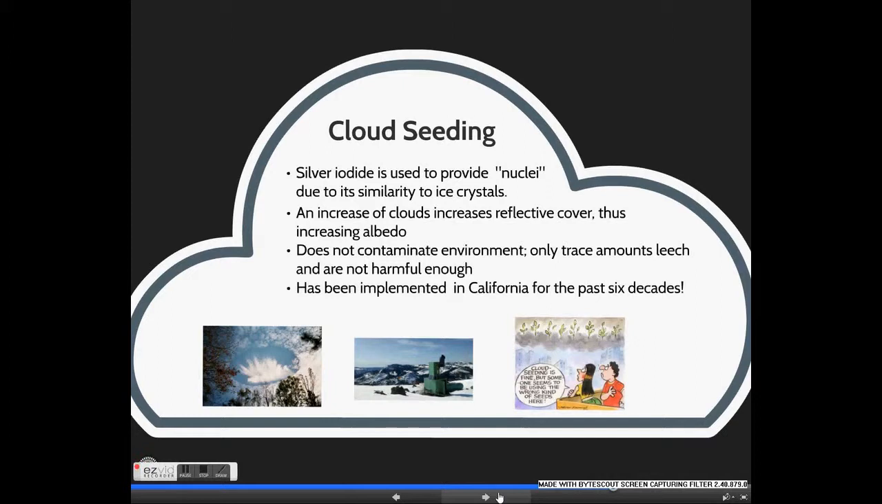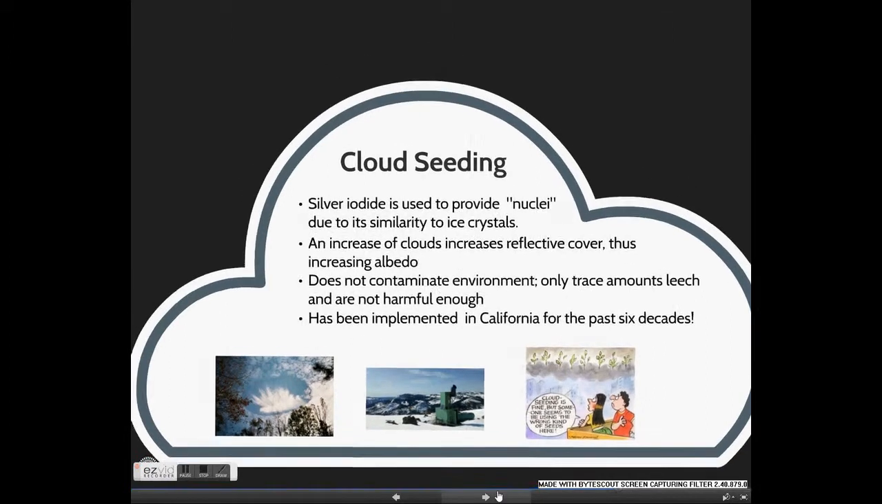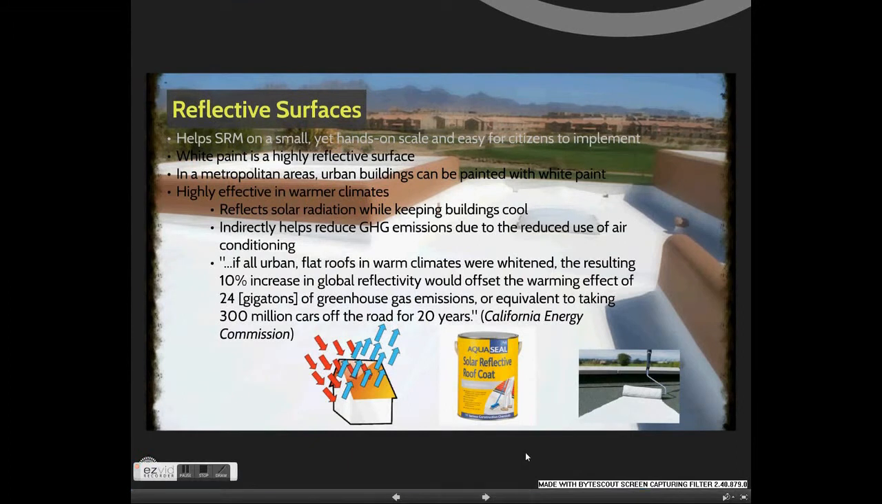Cloud seeding uses silver iodide to provide nuclei due to its similarity to ice crystals. An increase of clouds increases reflective cover, so it is increasing albedo. Luckily, it does not contaminate the environment. Only trace amounts leach into the environment and are not harmful enough. Now, cloud seeding has been implemented in California for the past 6 decades. Maybe we should learn a couple of things from California.